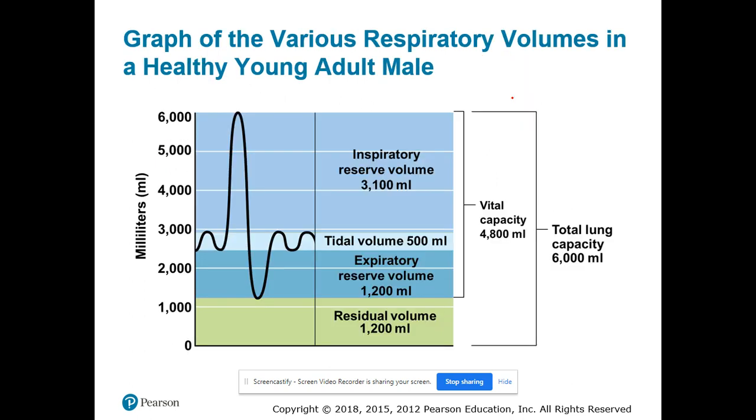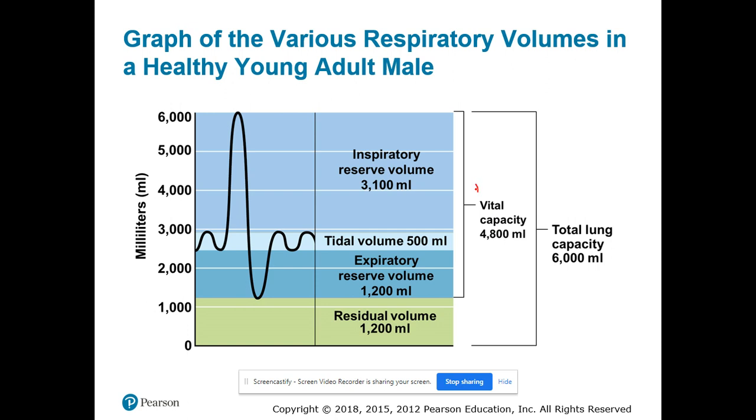So here is an example of a graph of various respiratory volumes in a healthy young adult male, and it shows you these different volumes that we have. Here, in an adult male, our total lung capacity is 6,000 milliliters. From there, you can break it down into your vital capacity.